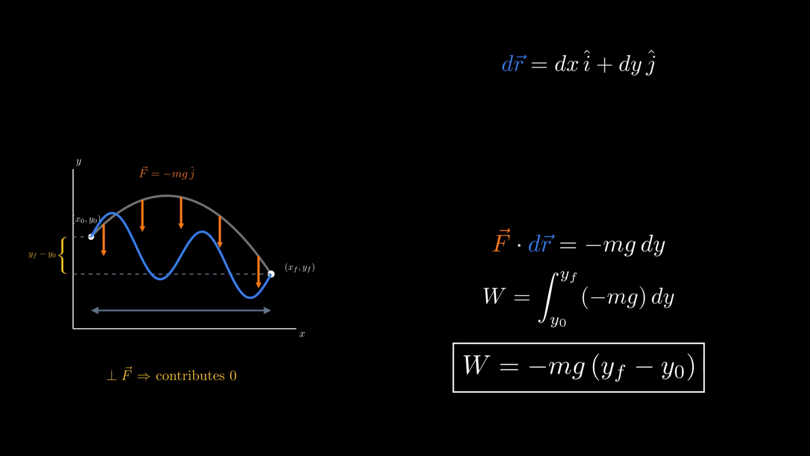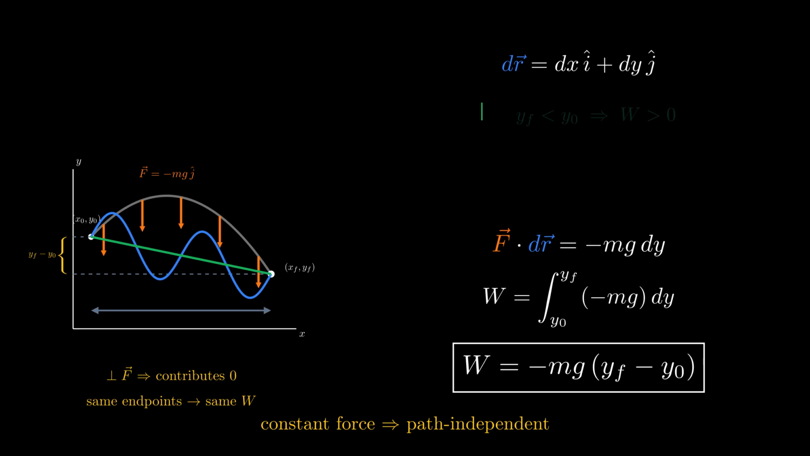Interpret the result. The parabola has vanished. No trace of the path shape survives. Only the starting height and the ending height. Any other route between those same two endpoints, straight, wiggly, or looping, gets exactly the same work from gravity. For this constant force, the work integral is independent of the path, and the sign carries the physics.